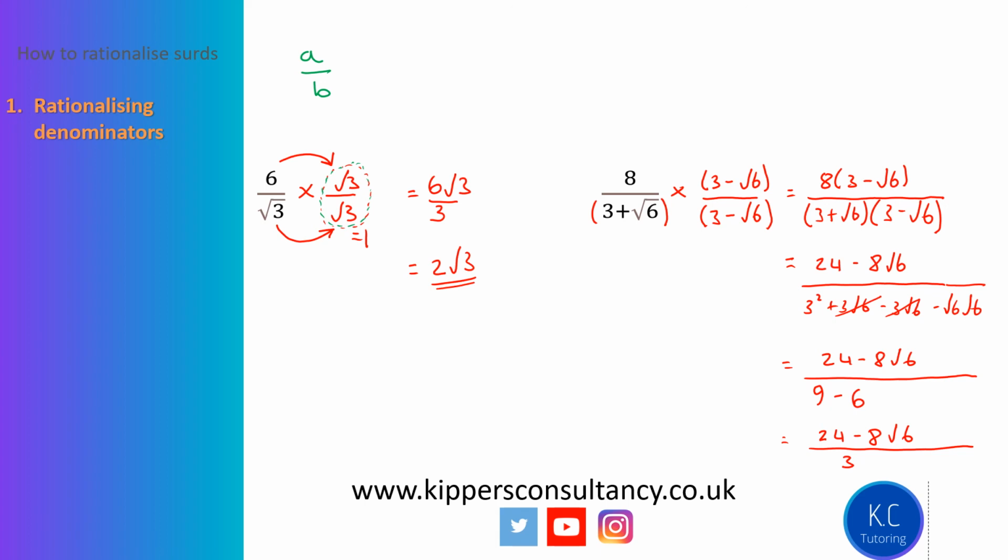This can be simplified, and I'm just going to do this here because we've run out of space. 24 divided by 3 is 8, so that becomes 8 minus 8 root 6 over 3. And this is my final answer.